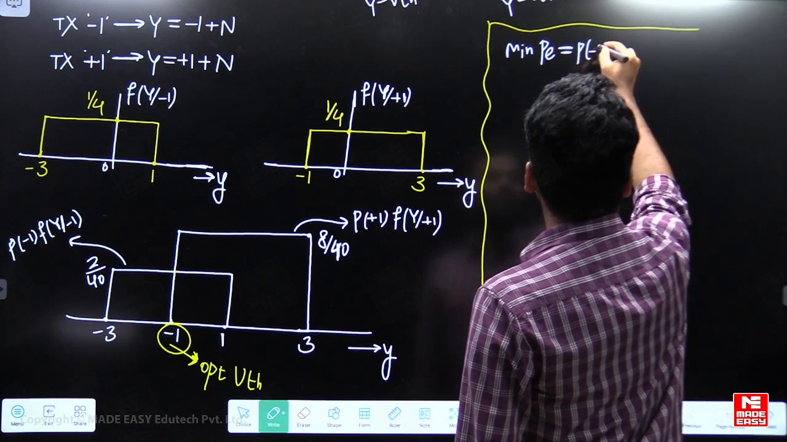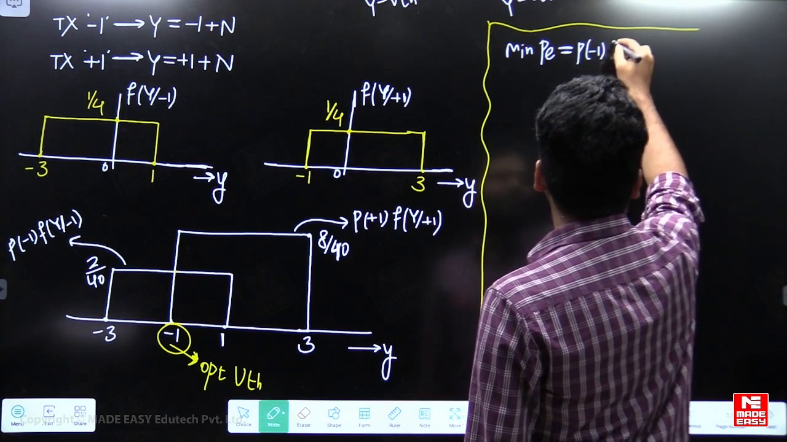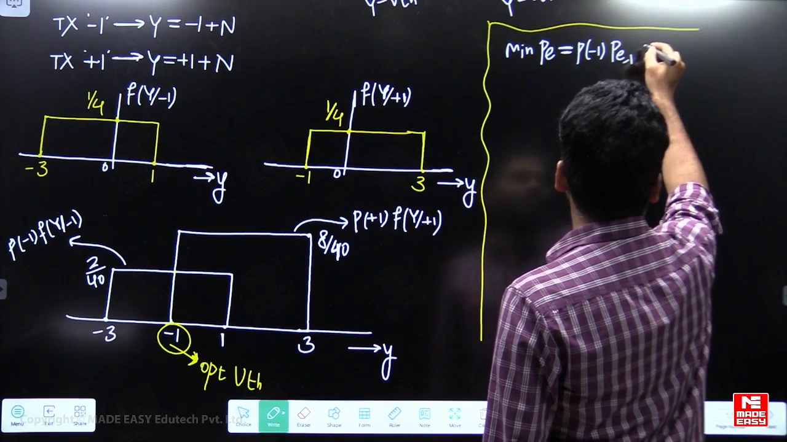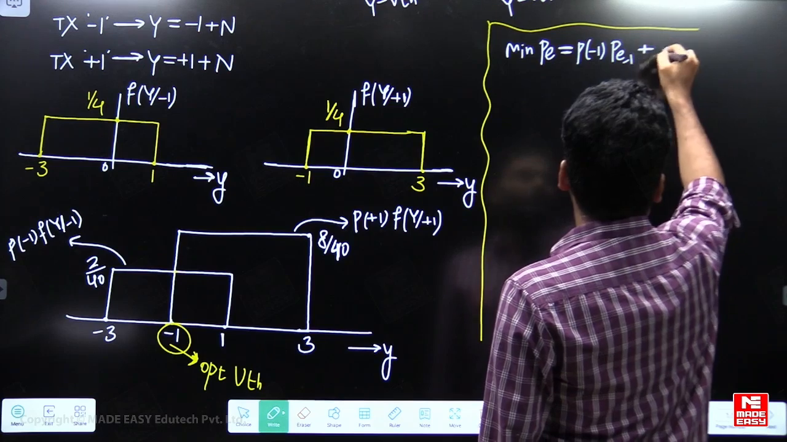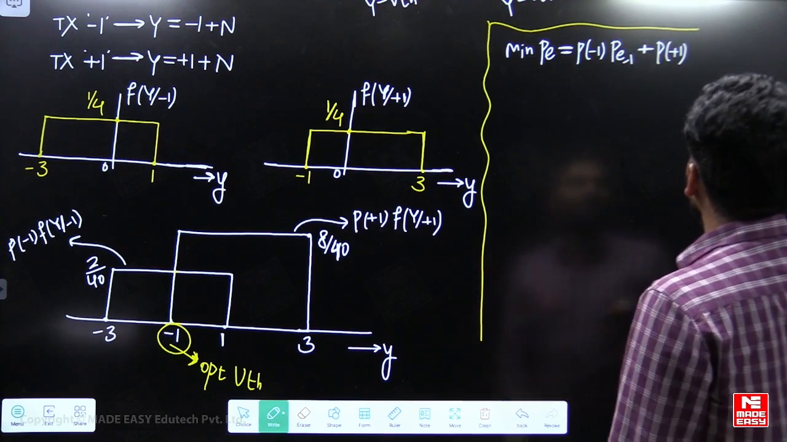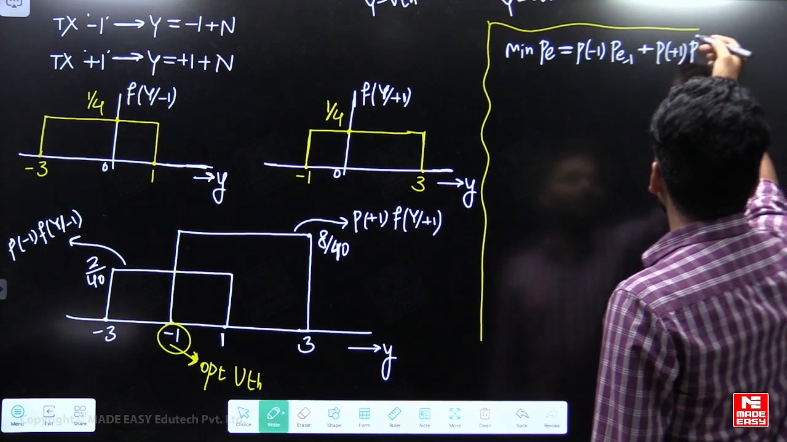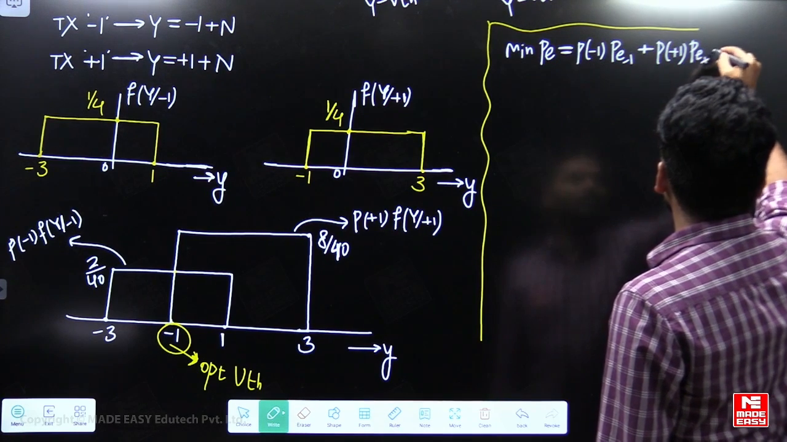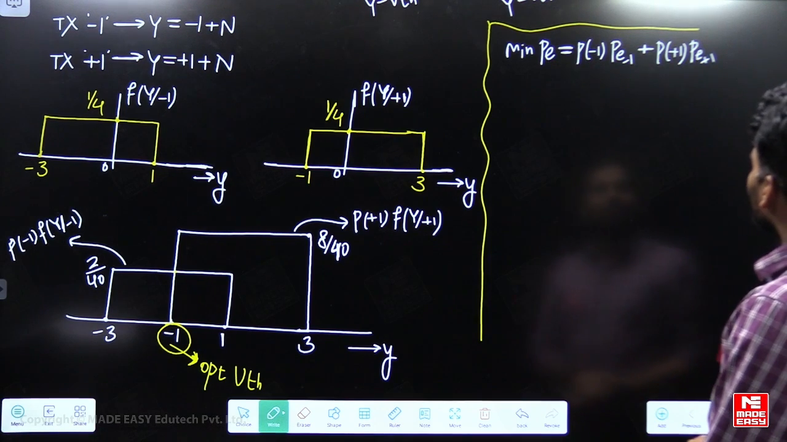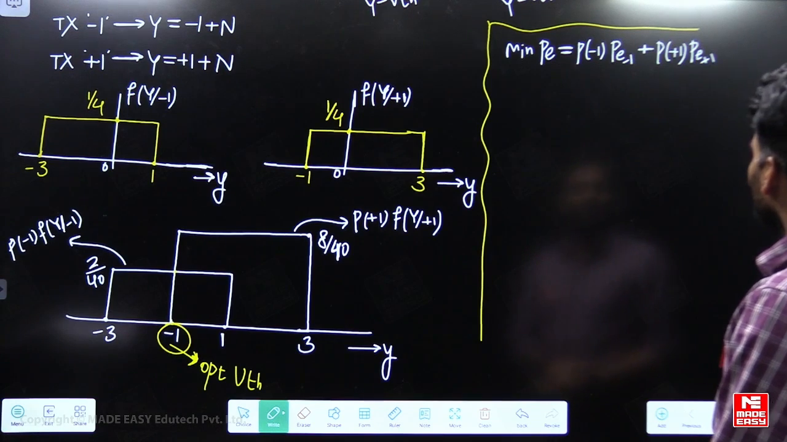What is the probability of minus 1 transmitted? And what is the probability of error when minus 1 is transmitted? And what is the probability of plus 1 to be transmitted from the source? And when that plus 1 volt is transmitted, what is the probability of error to occur? So P minus 1, PE minus 1 plus P plus 1, PE plus 1.